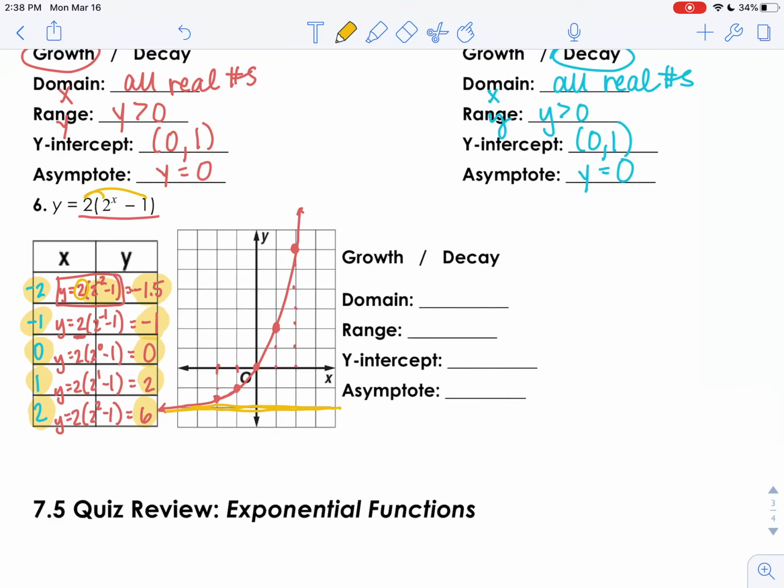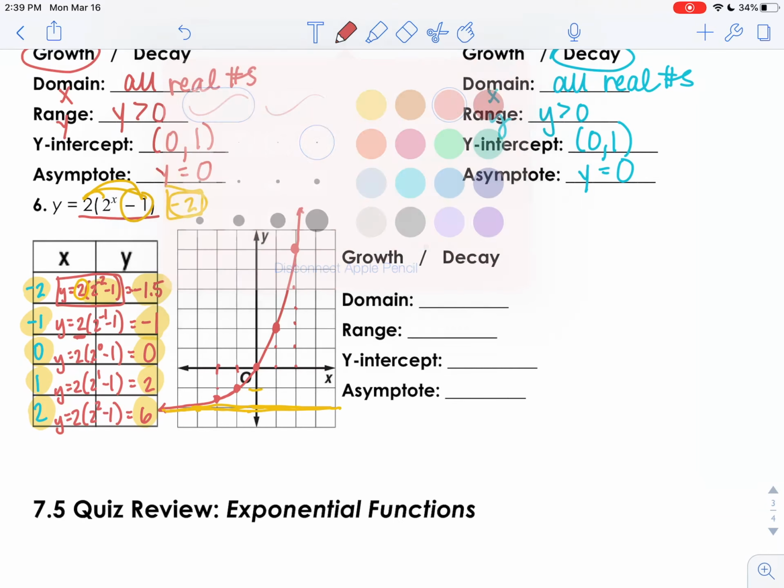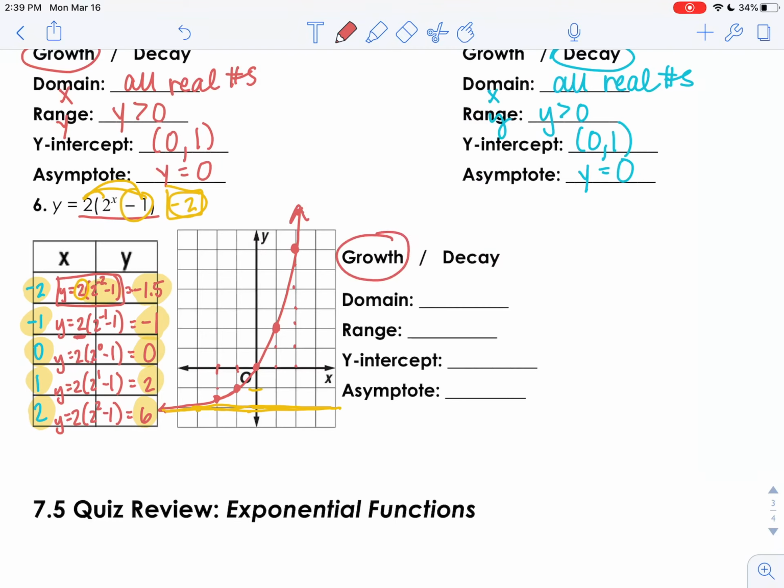Down here, I know it's kind of hard to see because it's in parentheses, but if we were to distribute this through, what would we end up with over here? Well, 2 times -1 is -2. So it makes sense that our graph is shifted down 2, like this. So we do have an asymptote here on this line. And that's always a way you can think about it, if that makes sense to you. So to answer these questions, our graph is going up, so we have exponential growth.